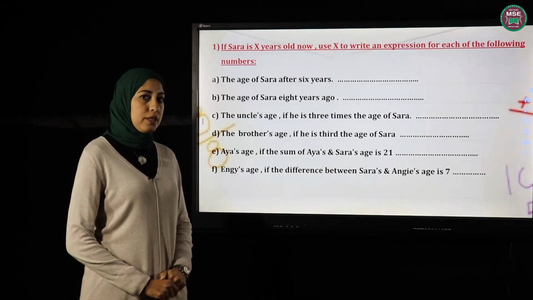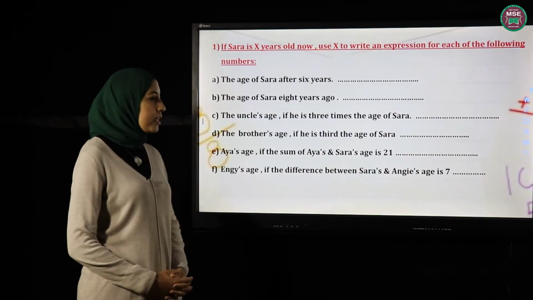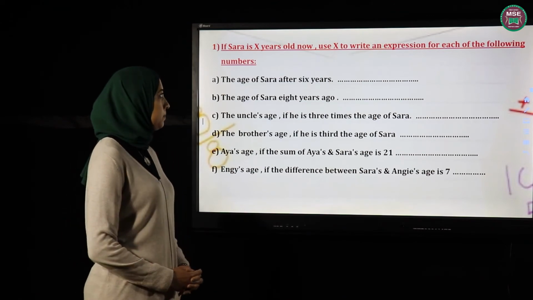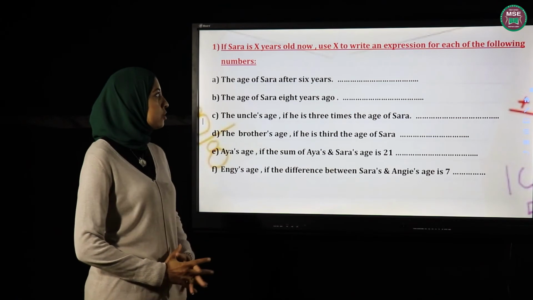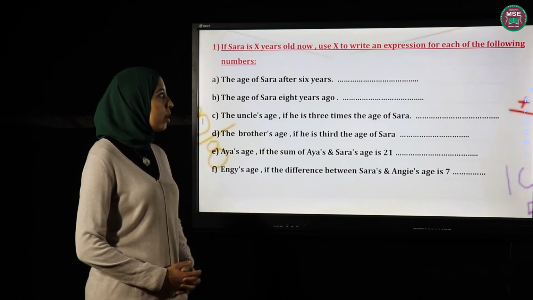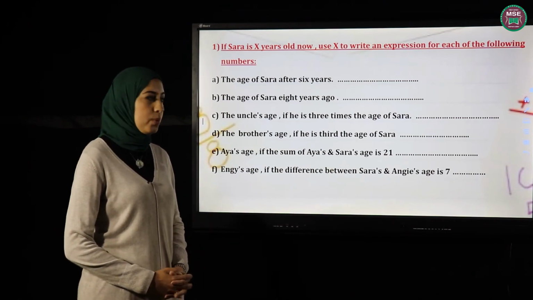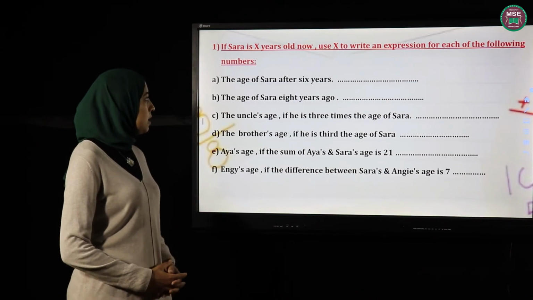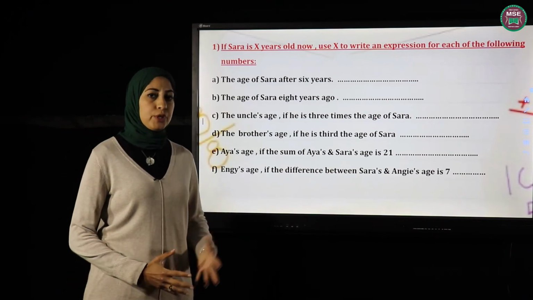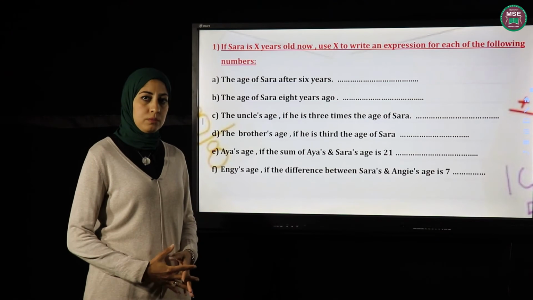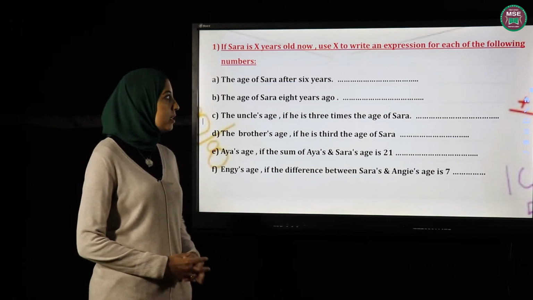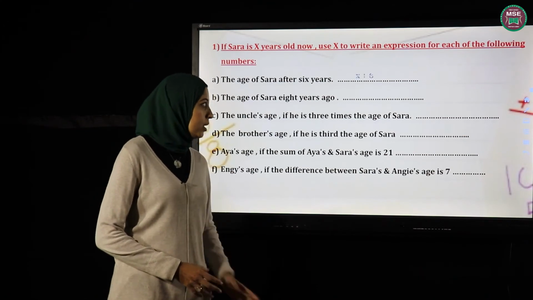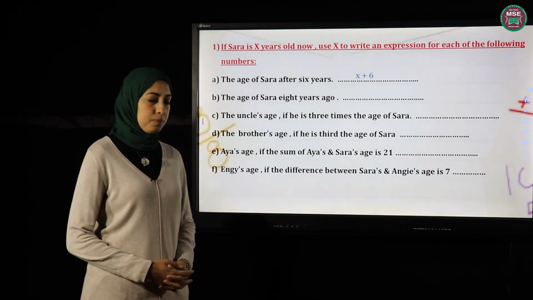Okay, let's look at this question. If Sarah is X years old, now this is the age of Sarah now, is X years old. Use X to write an expression for each of the following. Number A, the age of Sarah after 6 years. After means I will add to her age 6 years. So the answer will be X plus 6.